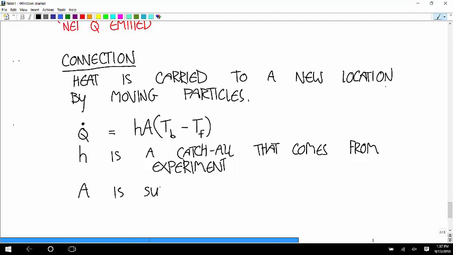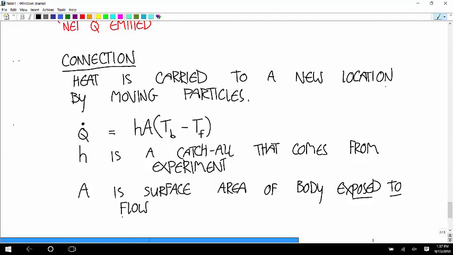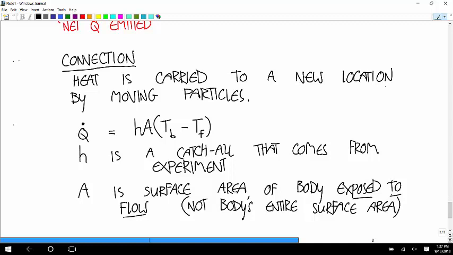A is the surface area of the body that's exposed to the flow. Notice that that's not the entire surface area of the body. So if you have a body that, say, okay, imagine a carrot that's planted in the ground, and you want to measure the convection on the top of the carrot as the wind blows by. You don't care about the part of the carrot that's underground. Most of it's underground. You only care about the top where the wind is going by.